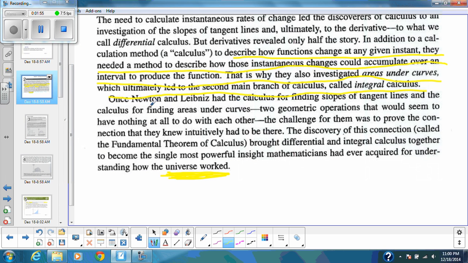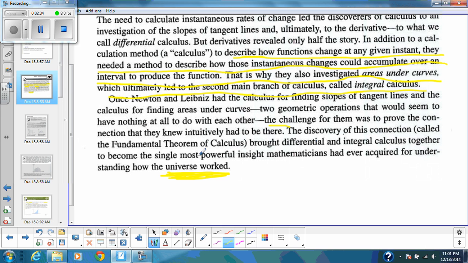It's these two mathematicians, Newton and Leibniz, and we're talking about how they've connected these two different concepts, two geometric operations that would seem to have nothing at all to do with each other, that of finding slopes of tangent lines and finding areas under the curve. The challenge for them was to prove the connection that they knew intuitively had to be there. And the discovery of this connection, which they call the fundamental theorem of calculus, brought differential and integral calculus together.